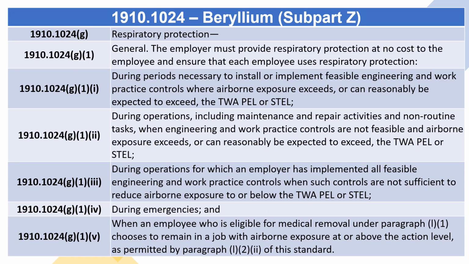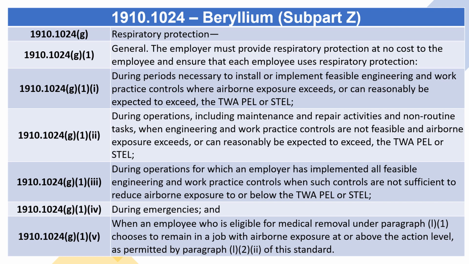1910.1024(g), respiratory protection. 1910.1024(g)(1), general. The employer must provide respiratory protection at no cost to the employee and ensure that each employee uses respiratory protection. 1910.1024(g)(1)(i) through (v): during periods necessary to install or implement feasible engineering and work practice controls where airborne exposure exceeds, or can reasonably be expected to exceed, the TWA PEL or STEL.